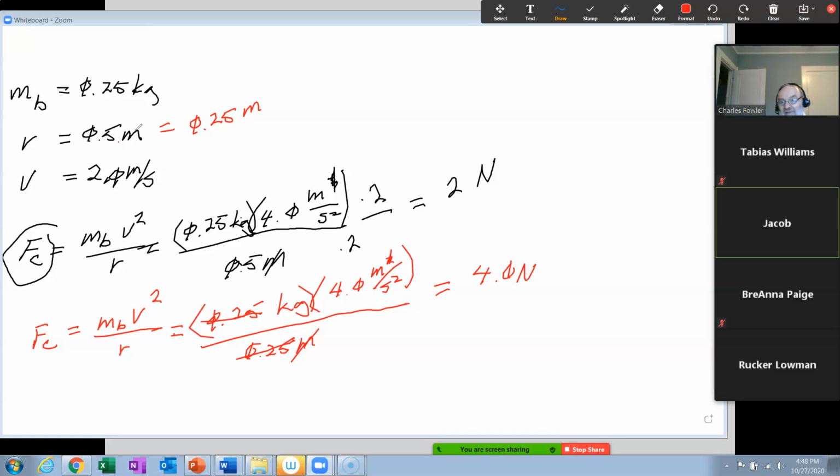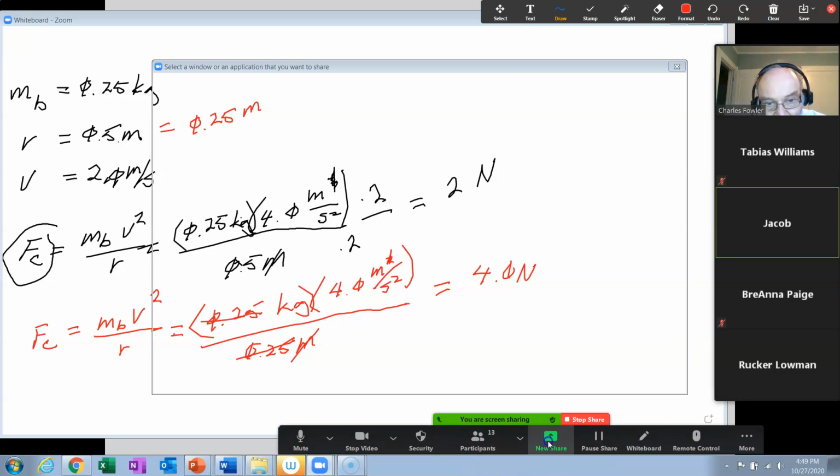So, shorten the string, you increase the force that you have to apply. I think you probably realize that if you've ever swung a rock or a ball on a string. If you have a long string, it doesn't take that much force to keep it going, but with a shorter string, you've got to do it a bit harder. Okay, and that's why. That finishes 2.17, sorry about that. So let's go back to the PowerPoint.